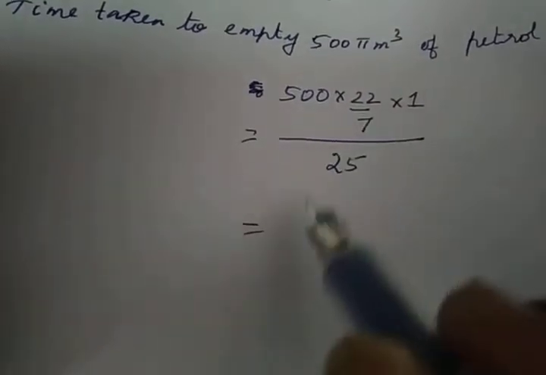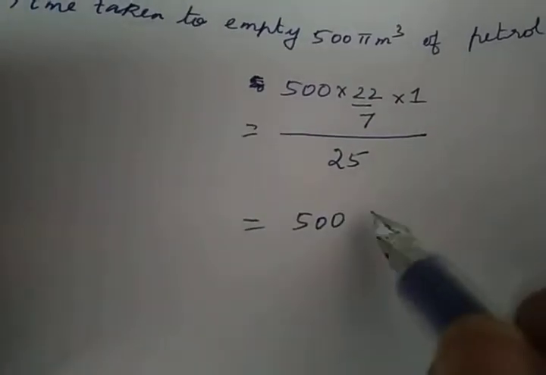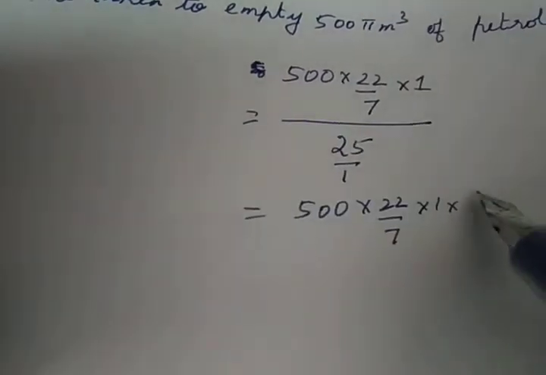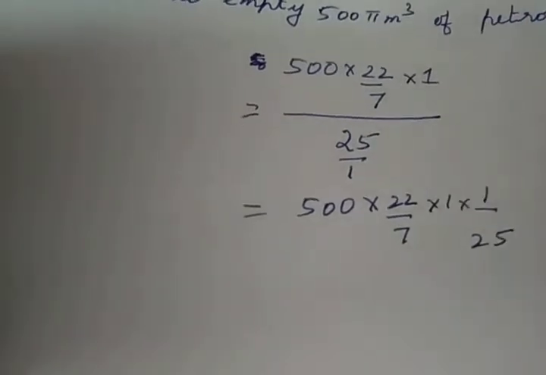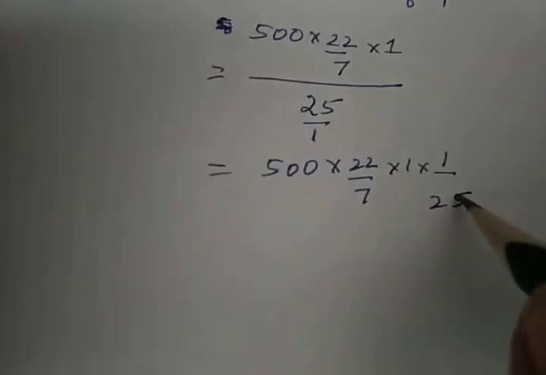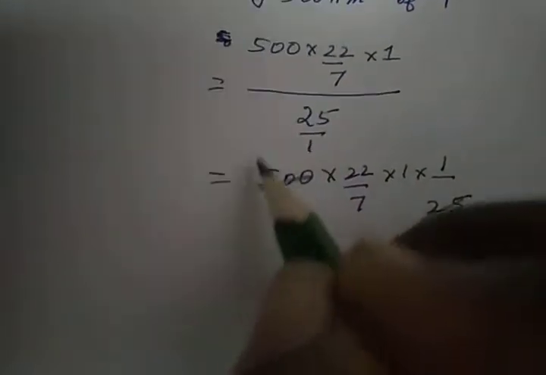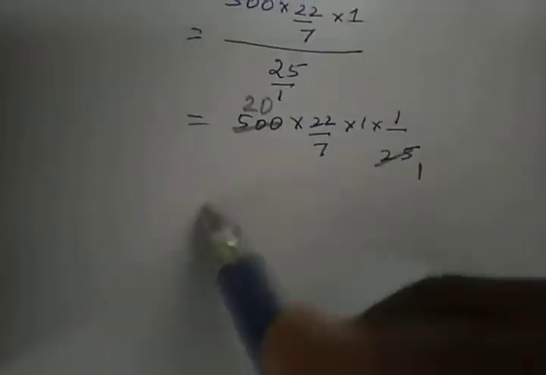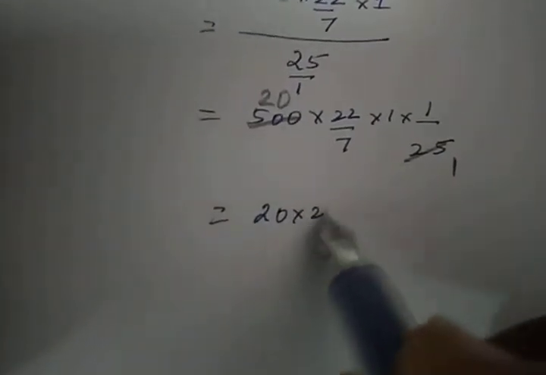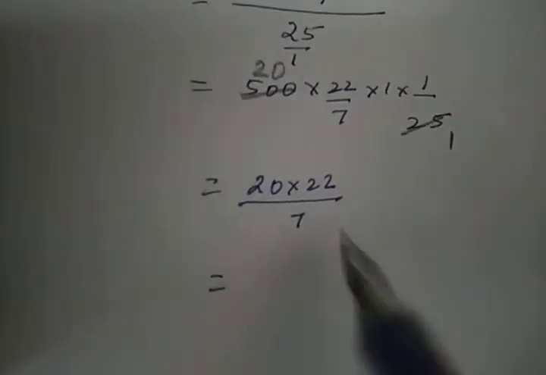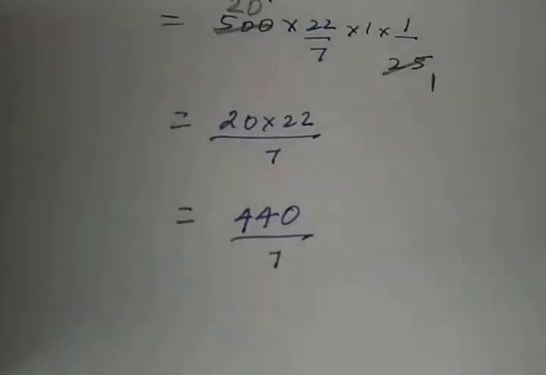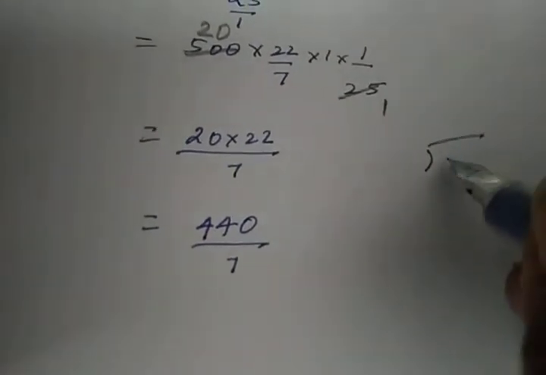Now take this 25 to the numerator. It will become 500 into 22 by 7 into 1 by 25. Shall we eliminate now? 25 fives are 125, 25 twenties are 500. Now the remaining will be 20 into 22 the whole divided by 7. Multiply it. 22 into 20, 2 2s are 4, 2 2s are 4, 440 divided by 7.